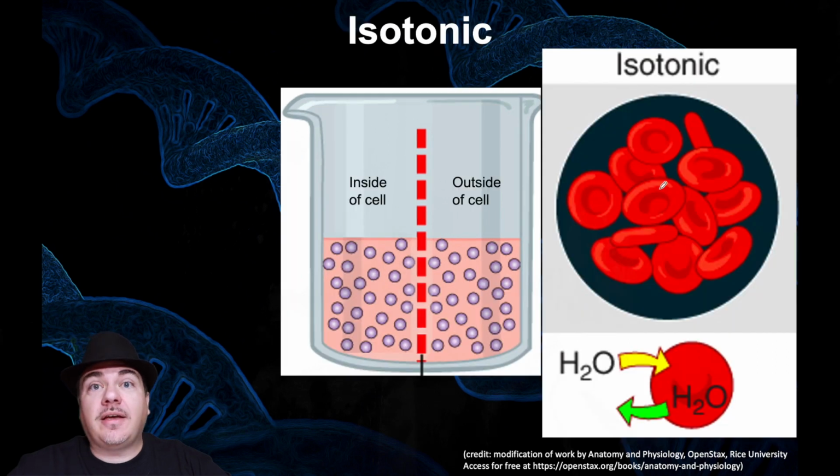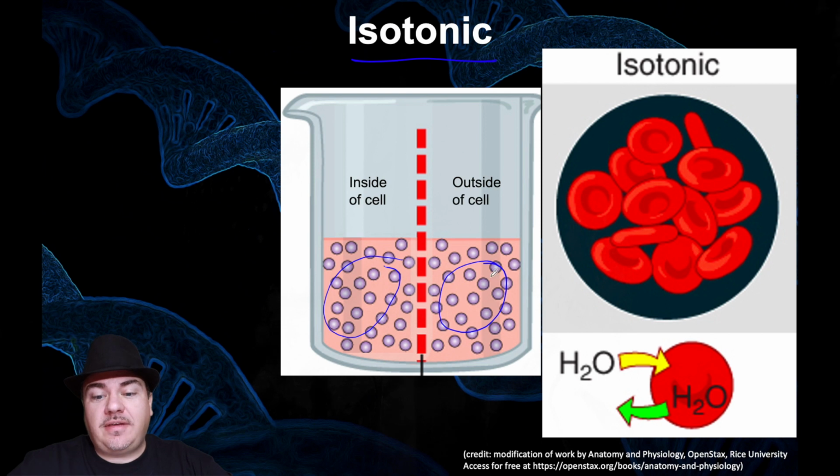The first one is called isotonic. Isotonic means equal solute concentration. So if I have the same amount of solute over here as over here, the same concentration of solute on both sides of this membrane, then that is an isotonic solution.